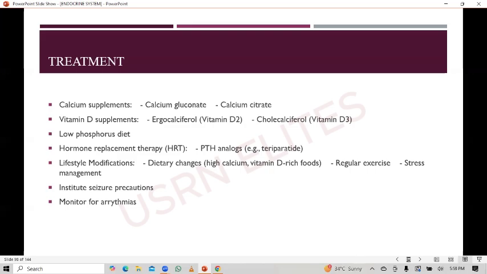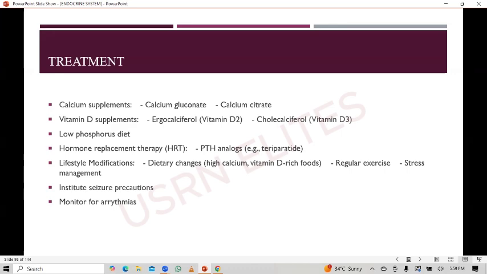So let's take note. There's still a low bone density, but an increased bone mineralization, like minerals will now be deposited a lot into the bones to increase the bone density. So we can give calcium supplements like calcium gluconate, calcium citrate. Then we give vitamin D supplements. Vitamin D supplements help with calcium absorption. Let's not forget. So we have ergocalciferol and then cholecalciferol.